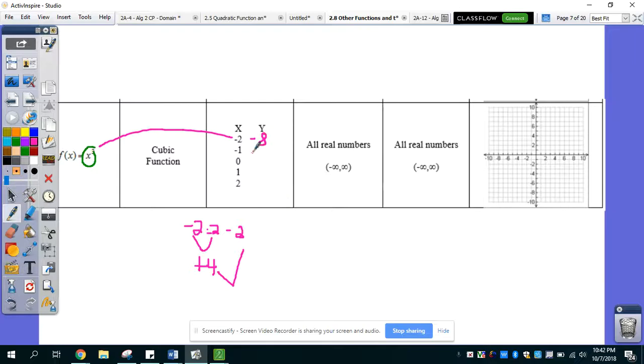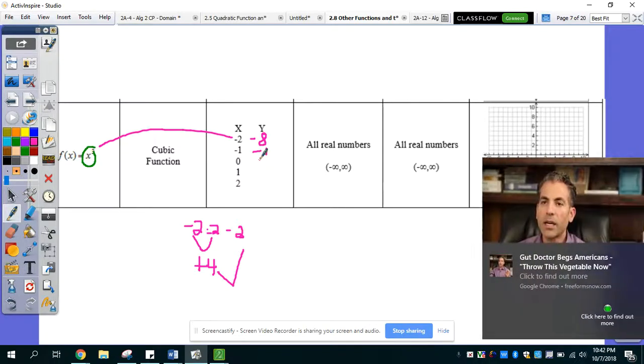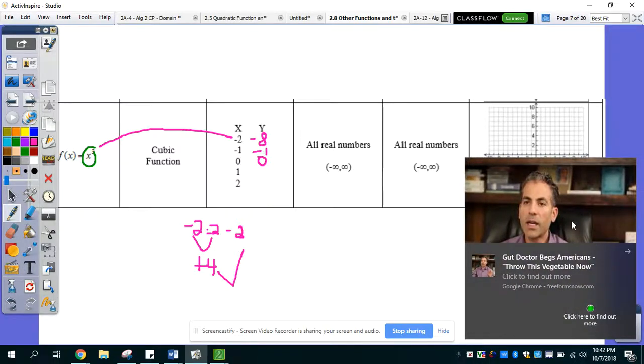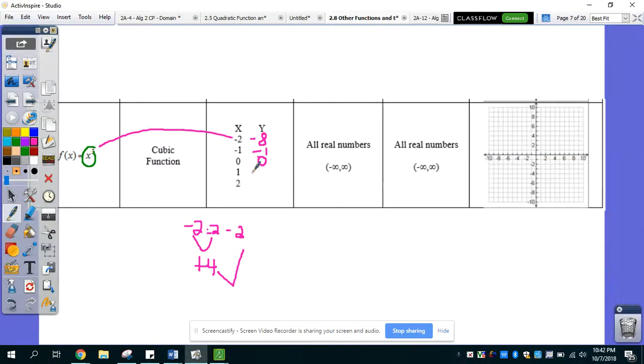Negative 1 to the third power, or negative 1 times negative 1 times negative 1, is negative 1. 0 cubed gives us just 0. And 1 times 1 times 1 is 1, and this will also be 8. The domain is all real numbers, and it's going to be all real numbers for the range also, because you have negative and positive values for both x and y.